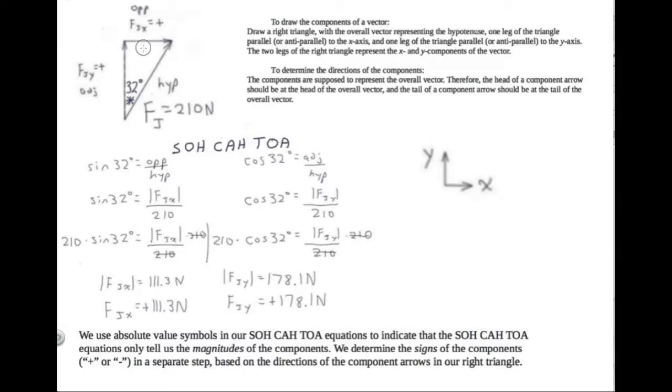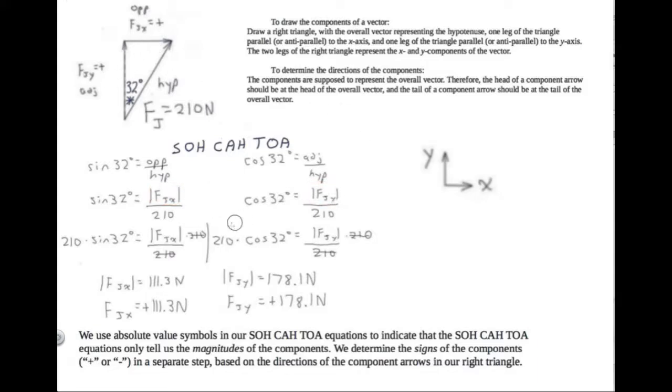Our sketch now shows us that the length of the opposite side represents the magnitude of the x component, and the length of the adjacent side represents the magnitude of the y component, and the length of the hypotenuse represents the overall pushing force. Remember, the problem told us that the overall pushing force had a magnitude of 210 newtons. It's impossible to get this part of the SOHCAHTOA equations correct unless we have correctly labeled the opposite and adjacent sides in our right triangle.